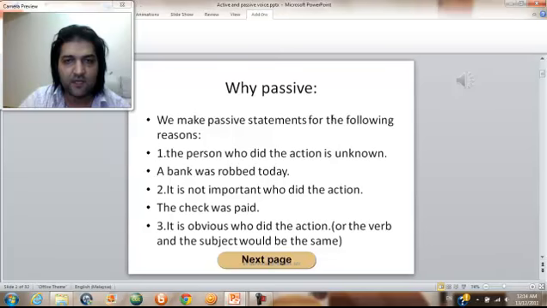Today I'm going to talk about active and passive voices, active structures, passive structures, and why we need to use passive and active. In the first slide, we have: why passive? Why do we need to use passives? We make passive statements for the following reasons.